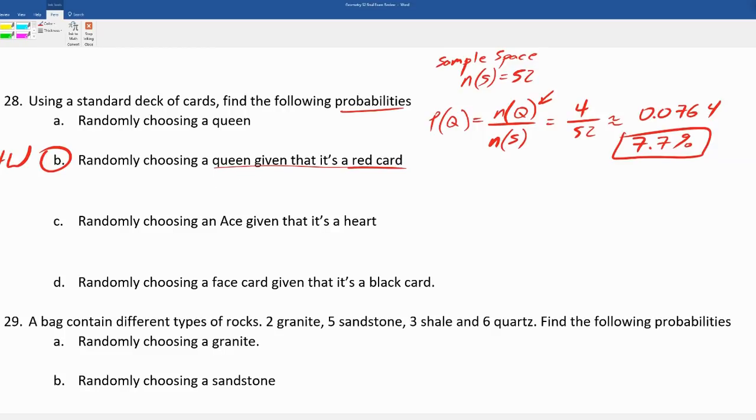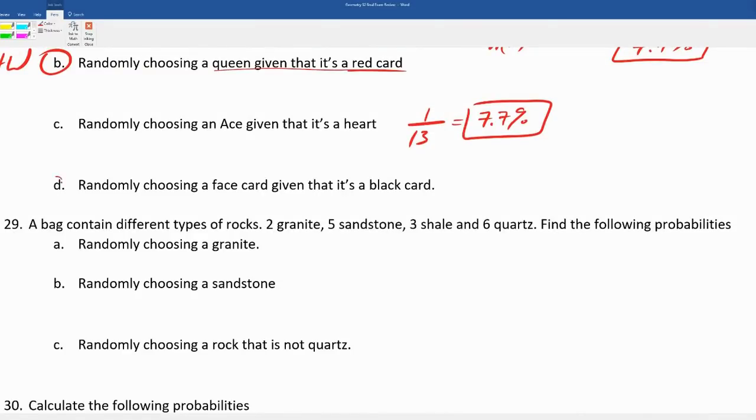All right. Randomly choosing an ace, given that it's a heart. So again, we got a condition. Well, how many hearts are there? That's an ace, just one, right? And then, how many hearts are there? There's 13. So 1 out of 13, it's kind of coincidental. It's also going to be 7.7%. Yeah, that's interesting.